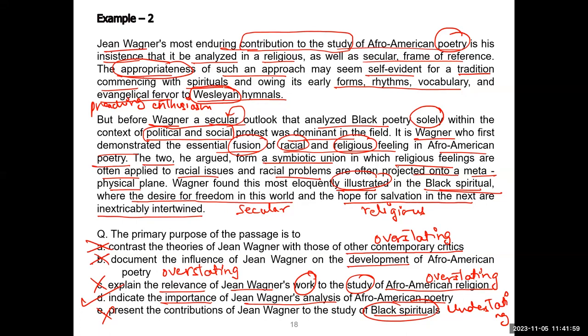Have I made myself clear? Did you understand thoroughly how we will solve main idea questions? What are the things that we need to be careful about? Okay, we will practice more on main idea, overstating, understating later. But before that, I would also like to complete the second question type, which is called supporting idea.